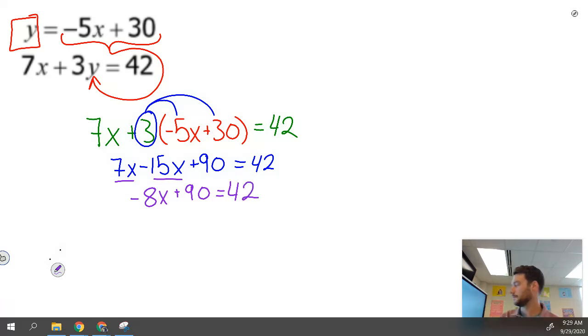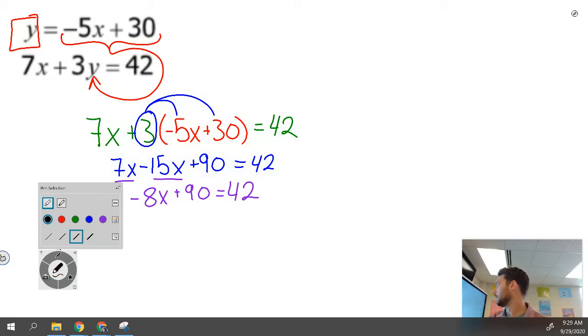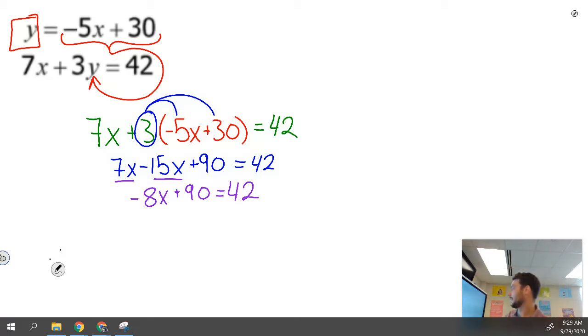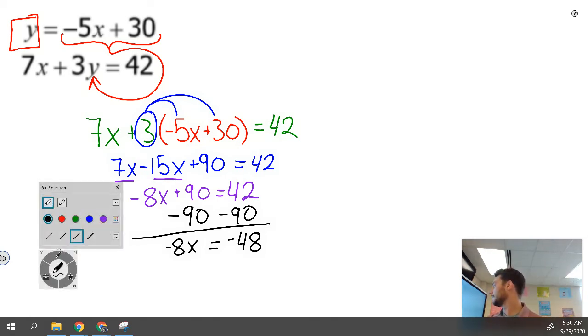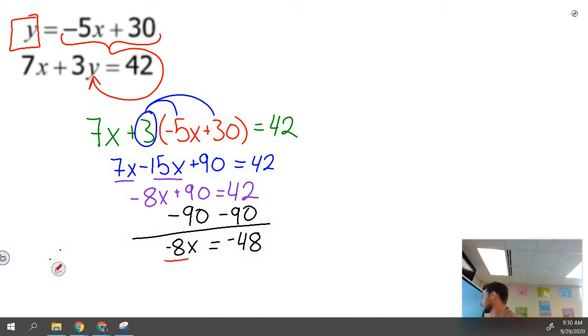And now to solve a two-step equation, we will get the x part by itself, so we'll subtract 90. 42 minus 90 is what? 48, negative 48. Okay, so subtract that over. 42 minus 90, don't forget your negative. And then if we finally do our last step and divide by negative 8, x is then equal to, well, that's a positive 6. Great. So we just found our x value.